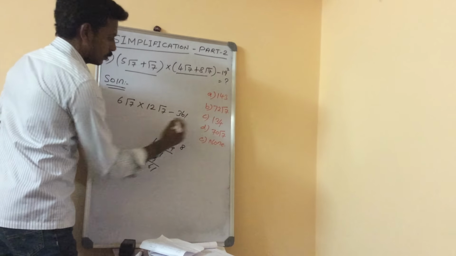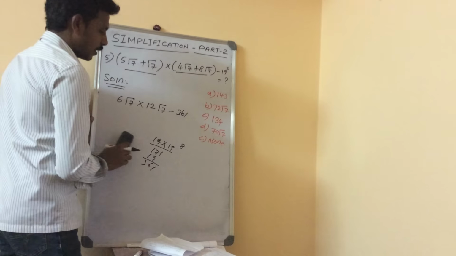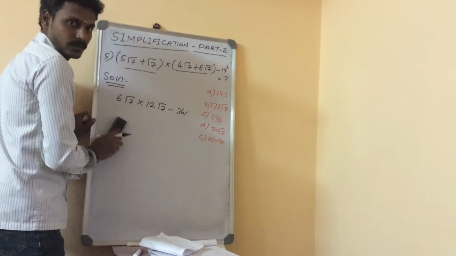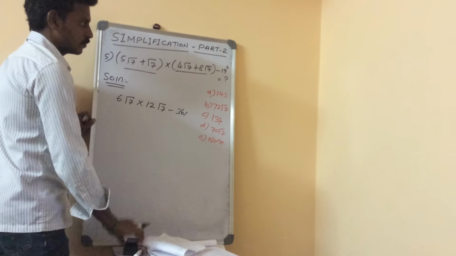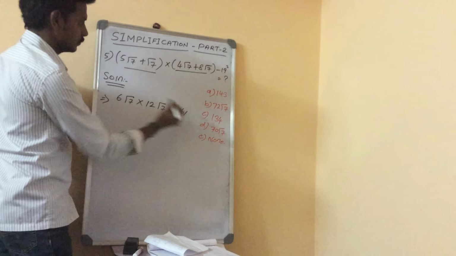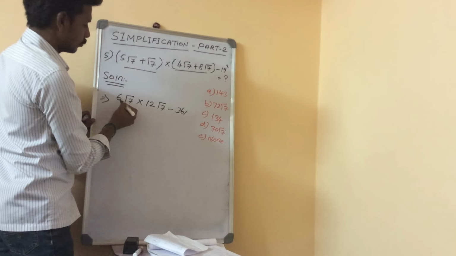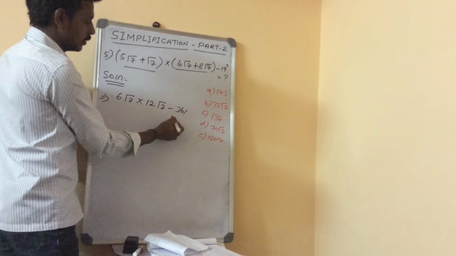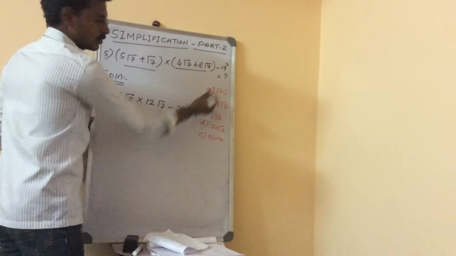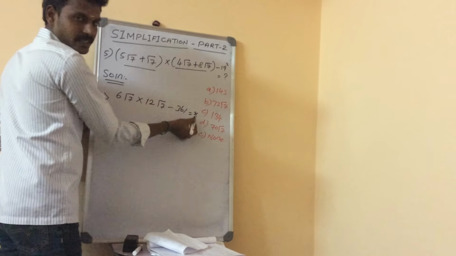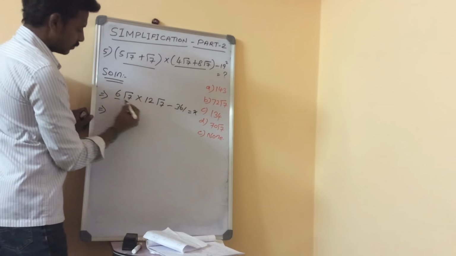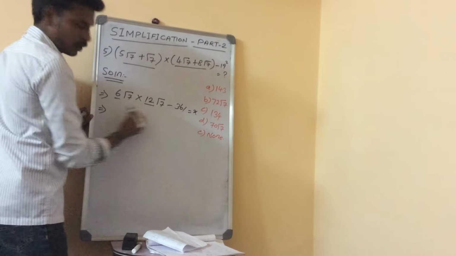So 361. You should know the square values up to 20, so don't waste your time finding the square value. Okay, 6 root 7 into 12 root 7 minus 361 equals x. So the question will be the x. Move to the second step: 6 root 7, 12 root 7.